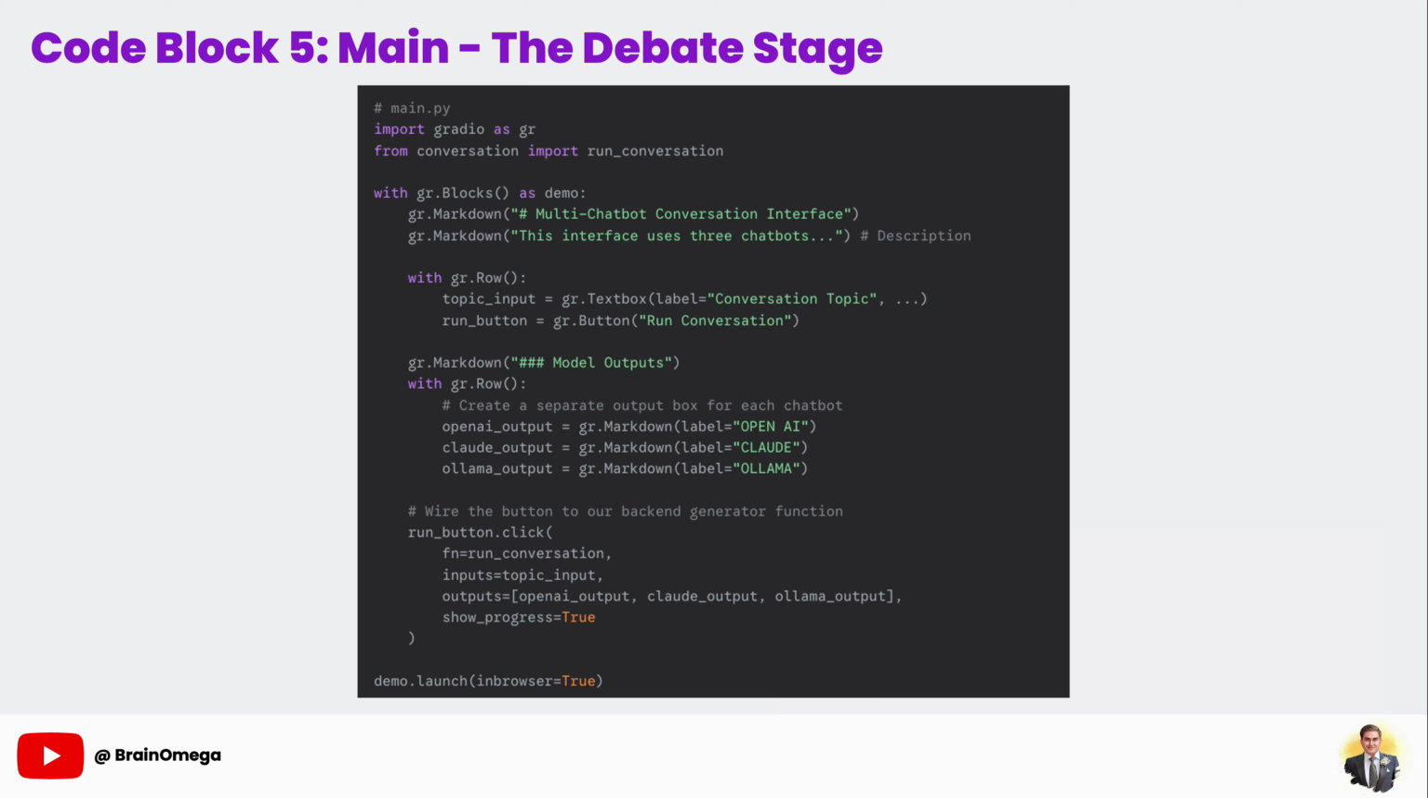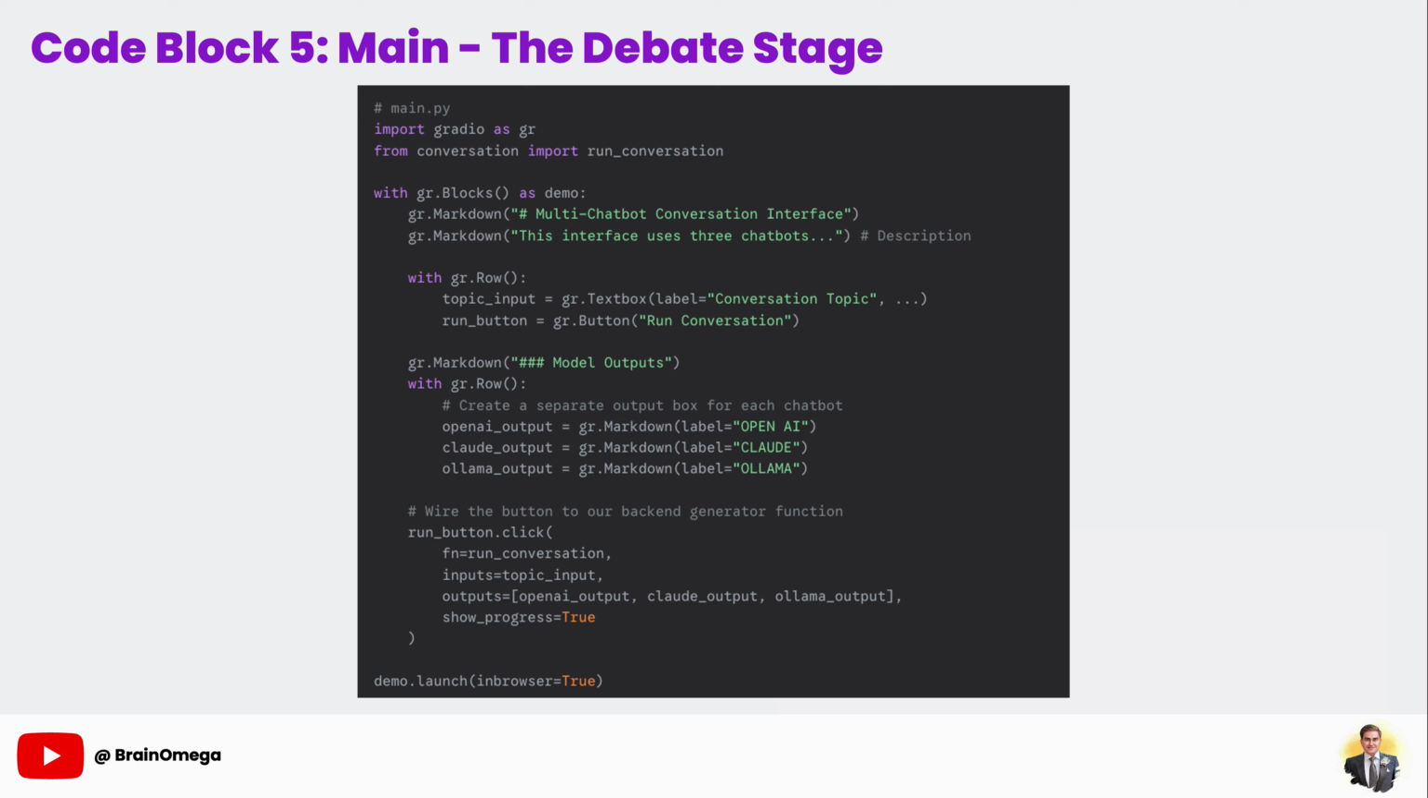Finally, let's look at main.py, where we build the stage for our AI debate using Gradio. This script is wonderfully concise thanks to the power of the Gradio library. We create a layout using gr.Blocks. We use gr.Markdown to add our titles and descriptions. We use gr.Row to organize our components horizontally. We create a text box for the user to enter their topic and a button to start the conversation. Below that, we create 3 separate Markdown components, one for each of our AI models, to serve as their display boxes.